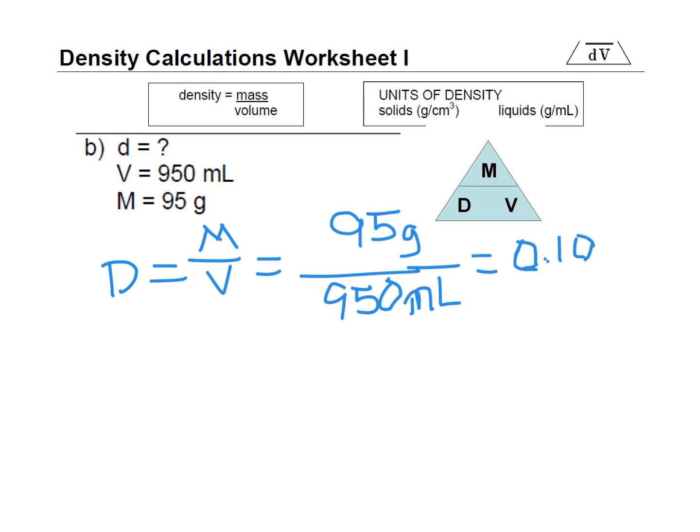And look at our units. Nothing cancels here, so our units are going to be gram per ml, similar to what we see at the top of the page, gram per ml, 0.1.